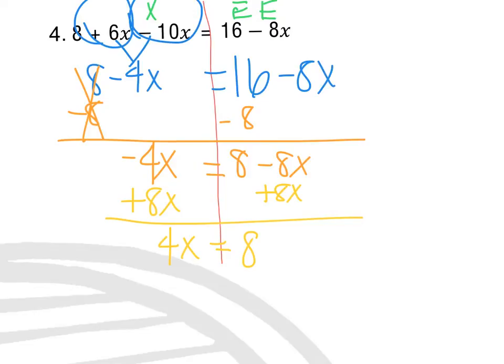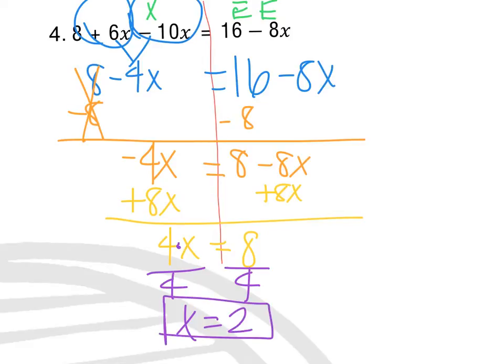Remember, when you have a letter and a number that are attached, they are multiplied. And to undo multiplication, we're going to divide. So we're going to divide both sides by 4. So we end up with x equals 8 divided by 4. Be very careful. We're not subtracting. We are dividing. 8 divided by 4 is 2. So our answer is 2.